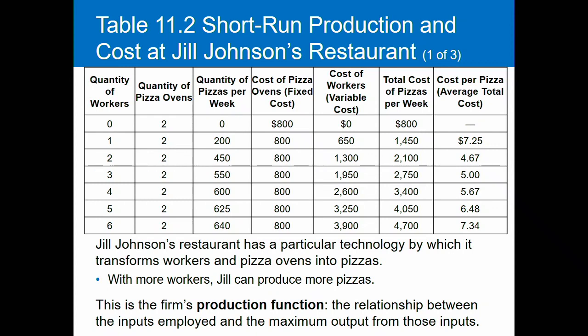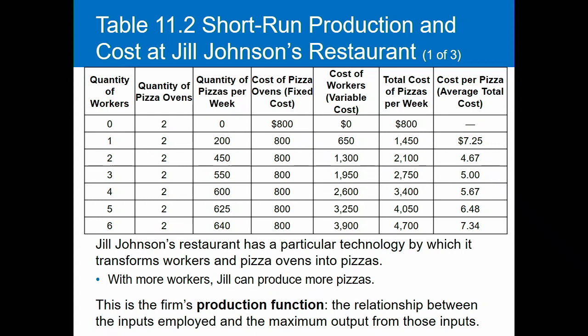Now, the total cost of her pizzas per week is going to be the sum of the fixed cost and variable cost. And by definition, we break down total cost into those 2 types of cost. So with 0 workers, she's making 0 pizzas, but she still has that fixed cost of $800. She's still paying for those pizza ovens, even though she's not making any pizzas. So in this case, the total cost is going to be $800. Even if she produces nothing, she still faces that fixed cost.